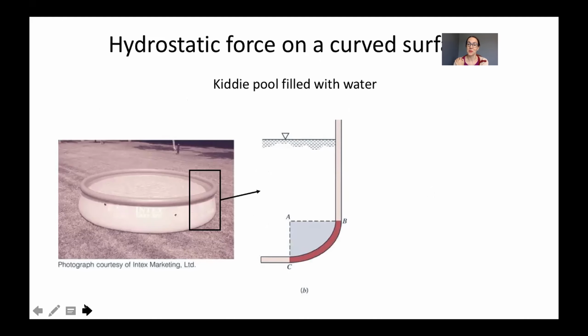So starting out right away, here we have a kiddie pool. You might have splashed around in one of these not too long ago. What if we wanted to calculate the force from that still pool of water on a section of the kiddie pool wall that's curved? Let's say the section B to C here. How do we begin to do that? Well, we can integrate. I'm going to switch over now to the annotator.